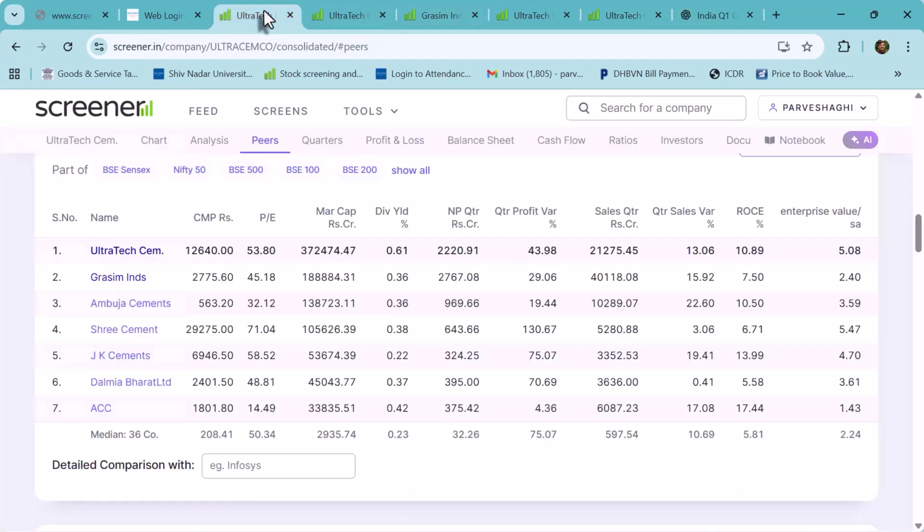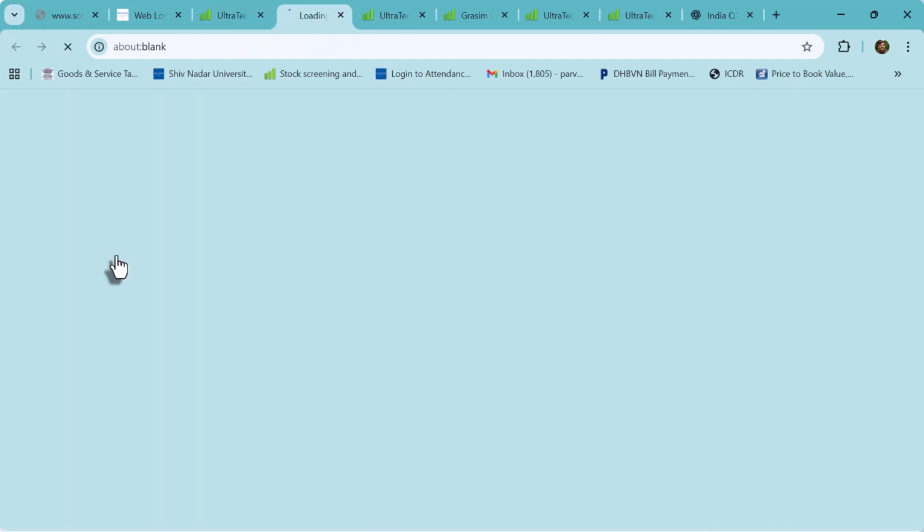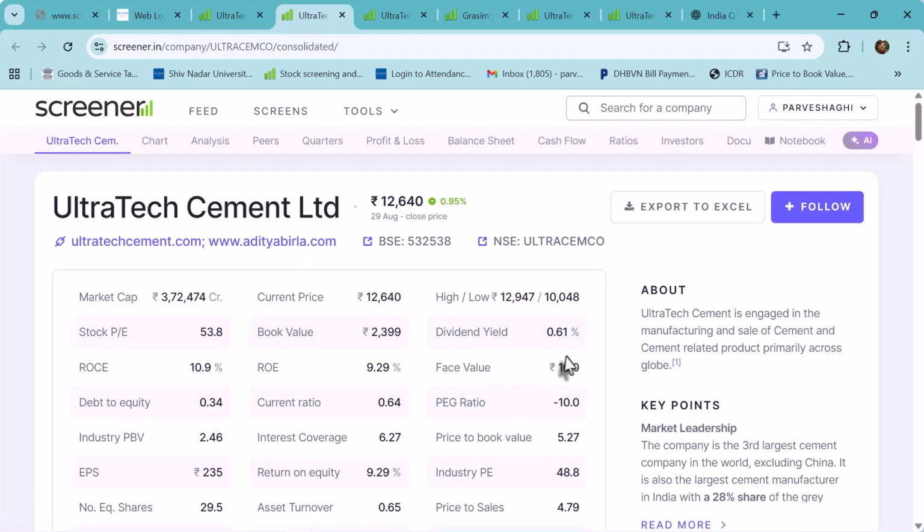So what is the dividend yield coming? 0.61, okay, which is basically the dividend announced by the company divided by the market price per share. If you own a share, the company has declared say 100% dividend on the face value. What is the face value of the share? Here, the face value is just 10 bucks.